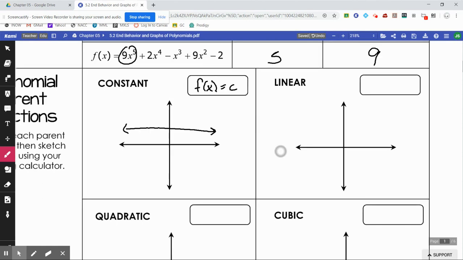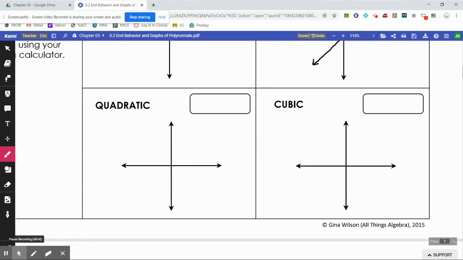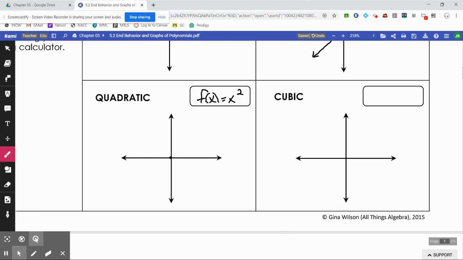Next one, your linear function. The parent function of all of your linear functions is y is equal to x. And that's going to have a slope of 1. And it's going to have a y-intercept of 0, and it's going to be a linear function that looks like this. Your parent function of all the quadratics is y or f of x is equal to x to the second power, and you can plot some points: 0, 0, 1, 1, -1, 1, 2, 4, -2, 4. It's parabolic, and it looks something like this.